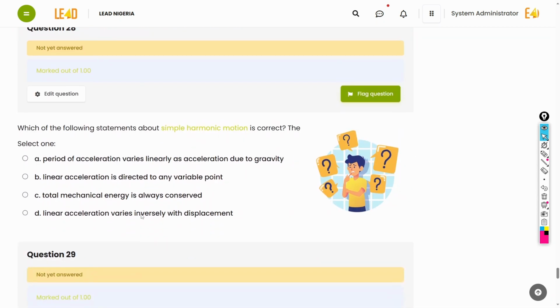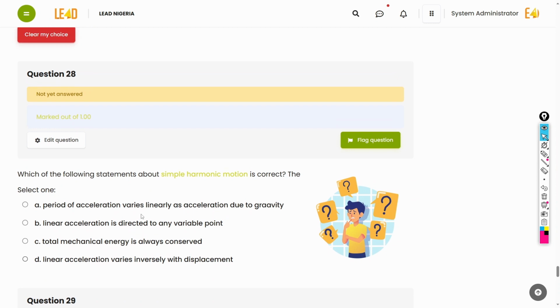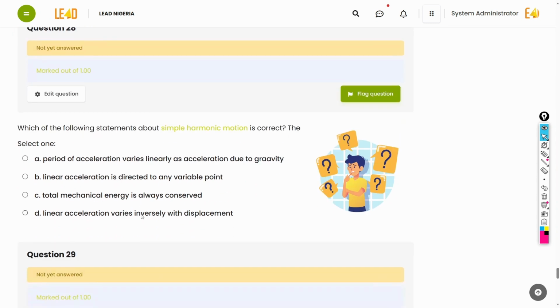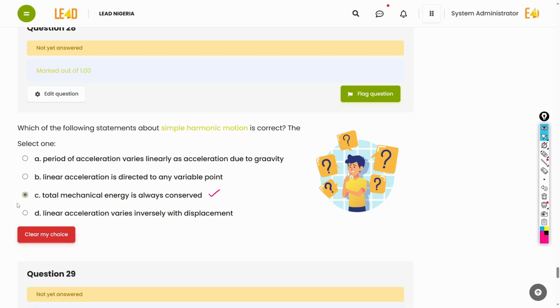Okay, 28. Which of the following statements about simple harmonic motion is correct? The point of acceleration varies linearly as acceleration due to gravity. Linear acceleration is always directed towards any variable point. Wrong. Total mechanical energy is always conserved. That's true, the law of conservation of energy. So the correct option is C. Linear acceleration varies inversely? No. The acceleration is directly proportional to the displacement from a particular point and is directed towards that point, so it's not varying inversely.